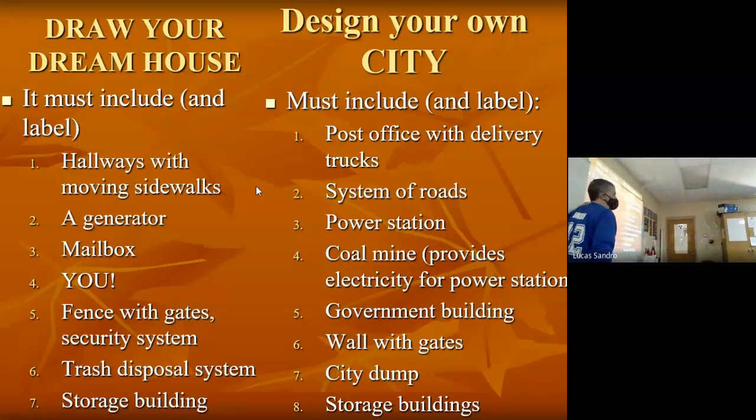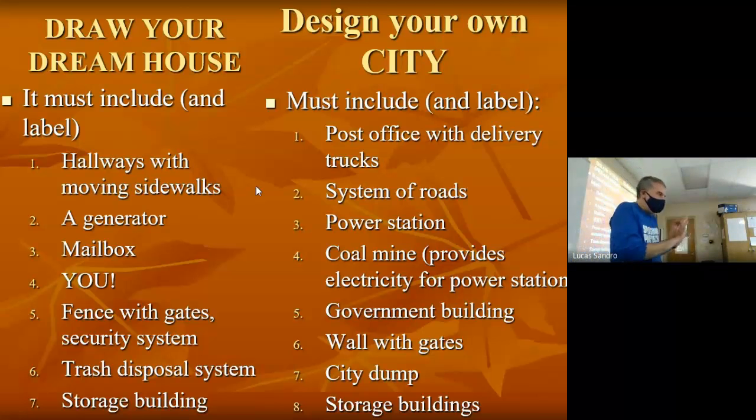You need a generator. You don't want to be dependent on the man for power. A mailbox. You got to be in there somewhere. A fence with some sort of security system to keep the riffraff out. A way of getting rid of your trash, and a storage building. As long as you have those things, your house is your house. You make it yours. You be creative with it. No science involved today. Just draw your dream house.